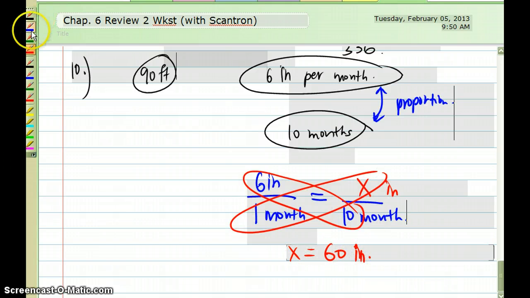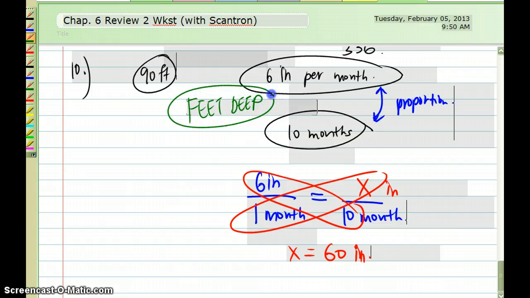Now the question here, I'm going to go back to look at the question and circle. I'm looking for how many feet deep. How many feet deep? Feet, well, my answer's in inches right now. So now I have to do a little bit of converting. So 60 inches would be how many feet?